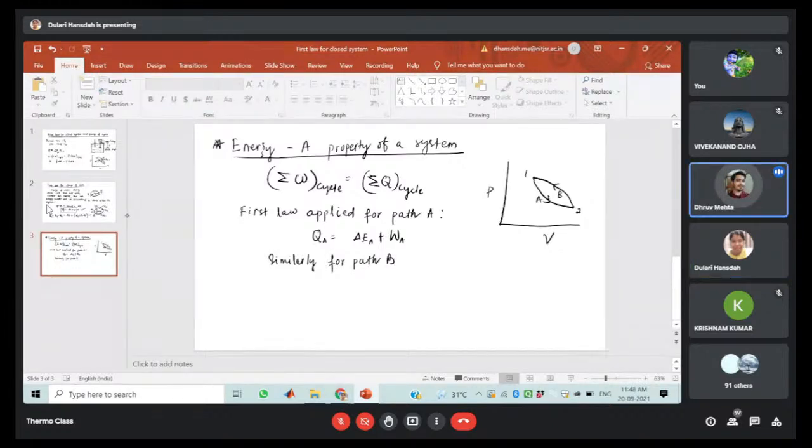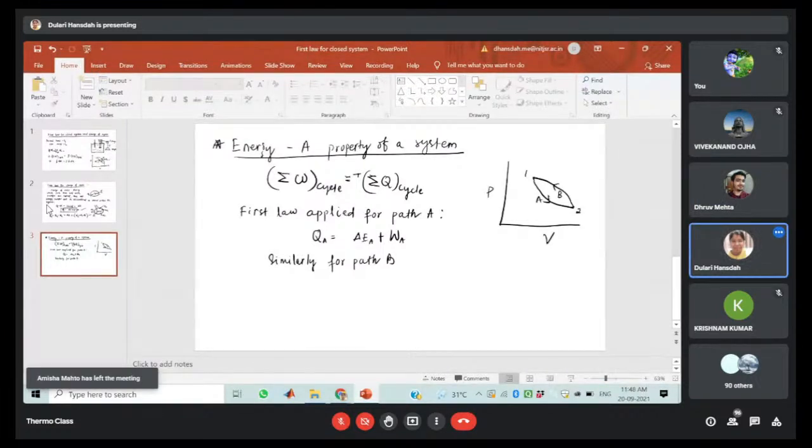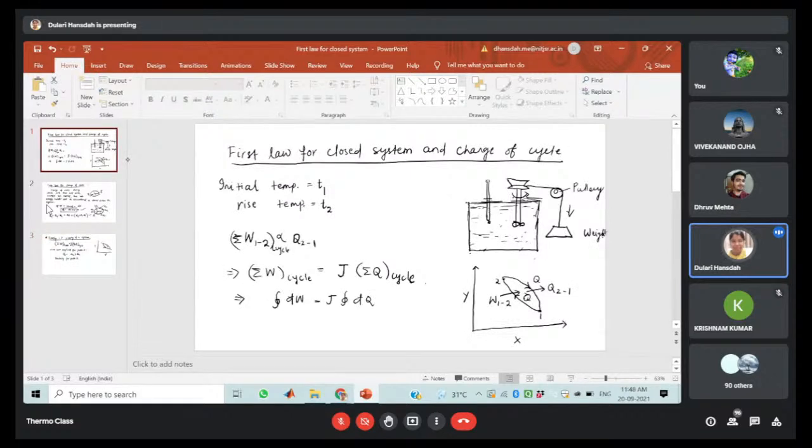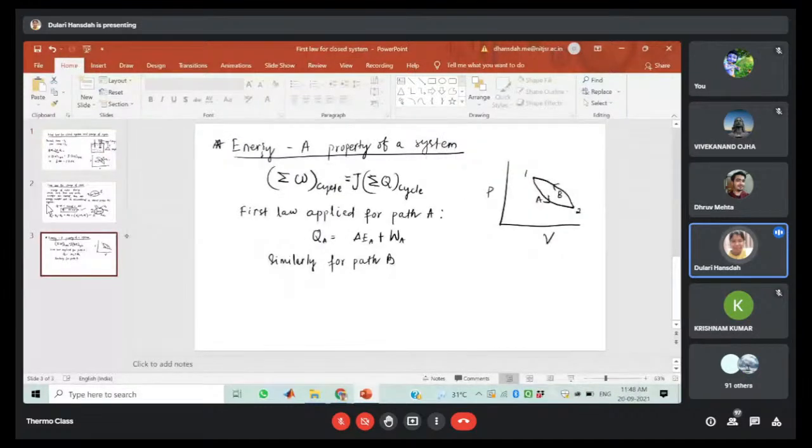Ma'am, will there be a J factor? No. Ma'am, but previously it was told W cycle equals J into Q cycle. It is your constant. If you will have any value, you can put it, or else you simply remove this J. It is the constant of proportionality. We have written it here. So during the solving of the problem, no need to include this J, because the J value will not be provided in your question, in your problem.